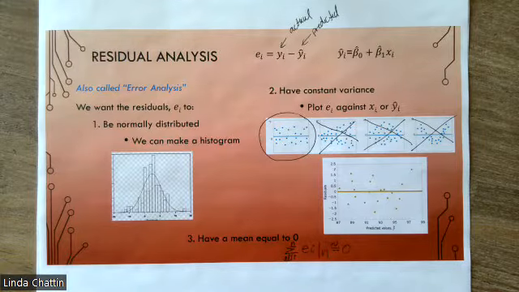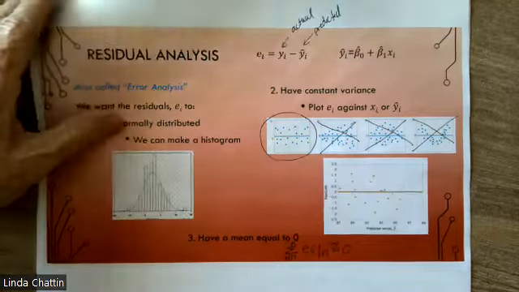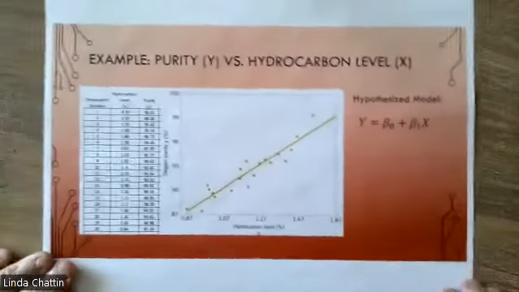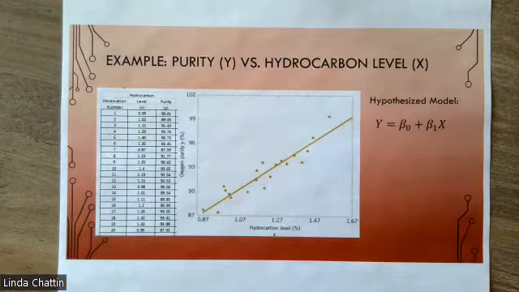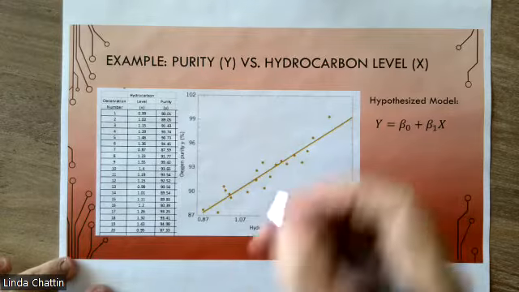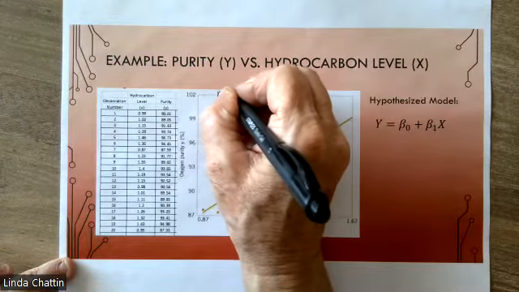So now let me show you the example that the textbook uses. My dependent variable, or my response, which we call y, is going to be the purity of something, which would actually be in percent, as a function of hydrocarbon level. And they took a sample of size 20.